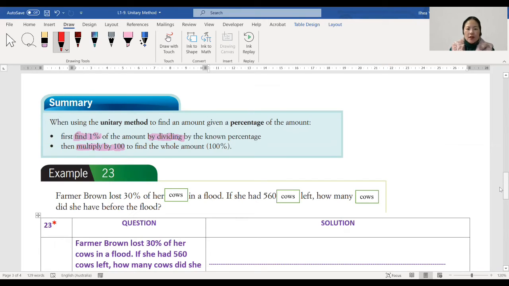This summary is exactly the steps we've done. The first step was to find 1% of the amount by dividing by itself. And then we times by 100 to find the 100%, the whole amount.